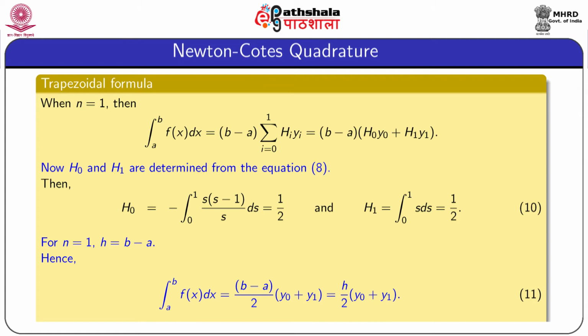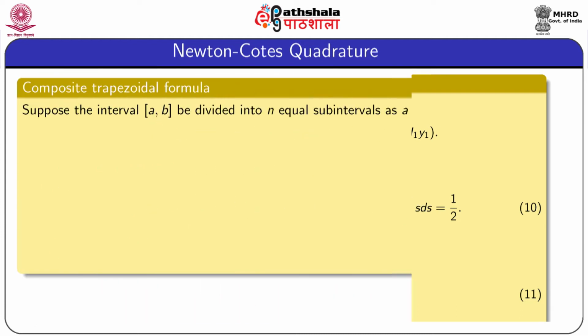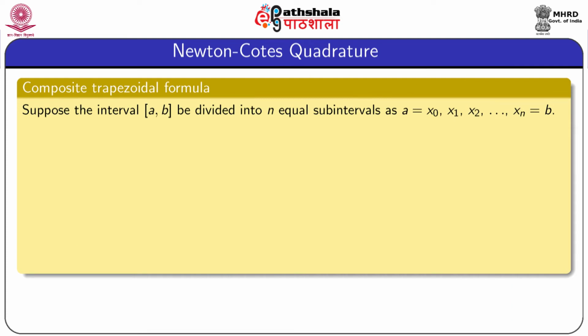This is the simplest formula to find the value of the integration of any integrable function f(x), and the formula is h by 2 into (y0 plus y1). This formula can be extended for the whole interval a b by dividing the interval a b into some equal intervals. So this formula is known as the composite trapezoidal formula.